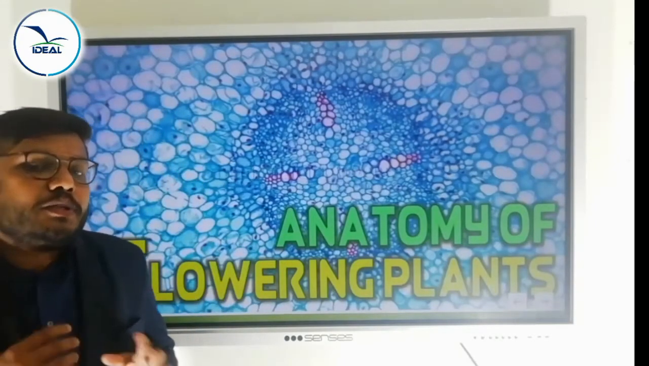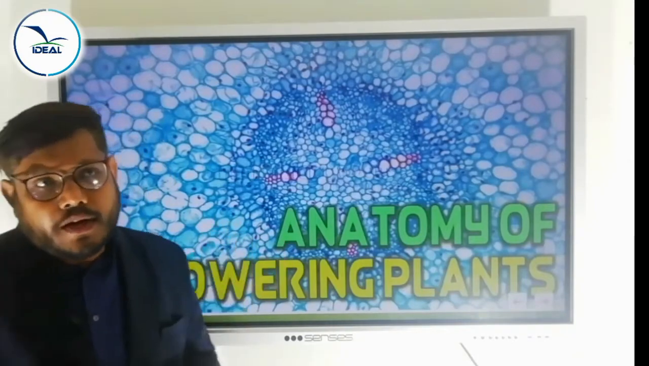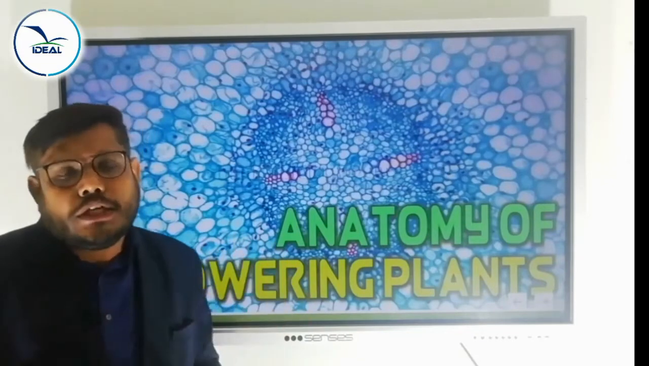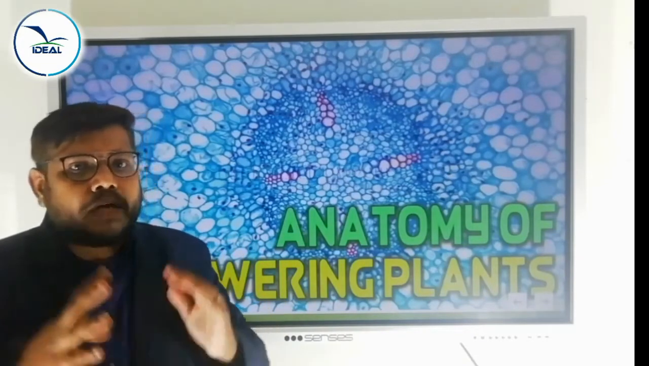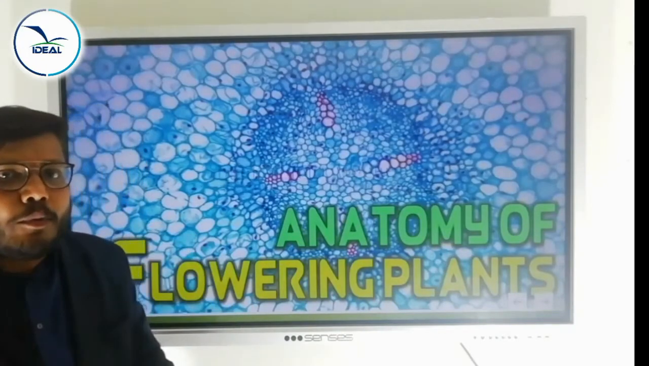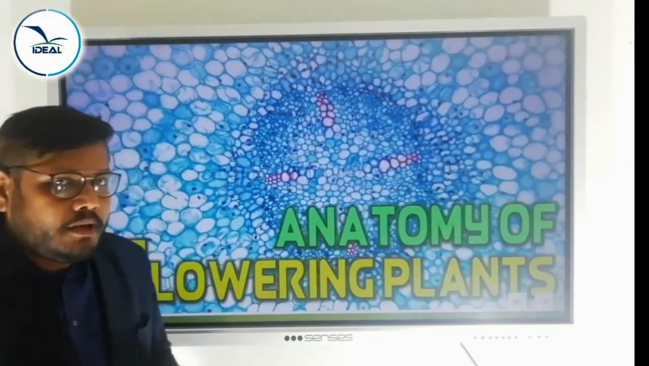Today we are going to discuss the new chapter, Anatomy of Flowering Plants. In the last chapter we already discussed the morphology of flowering plants. We already understood what morphology is and the parts of a plant. So here we are discussing the anatomy of flowering plants. Have you heard the term anatomy? What is anatomy?